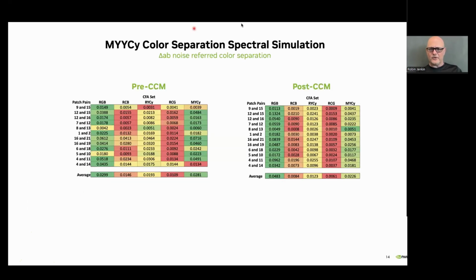And again, for the spectral simulation, the RGB and MYCY actually show us that we have the best noise referred color separation, both pre and post CCM, which is nice. So it makes it, we think, a nice candidate for a CFA set for an automotive application.